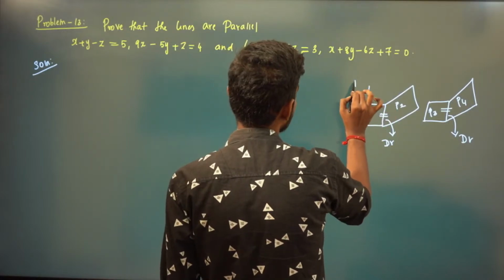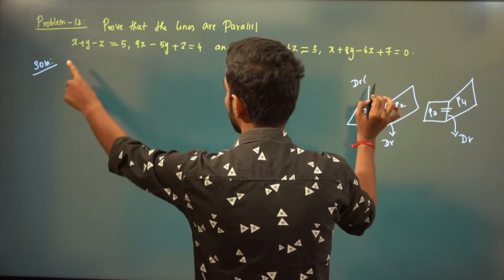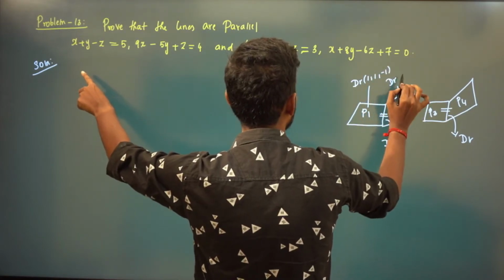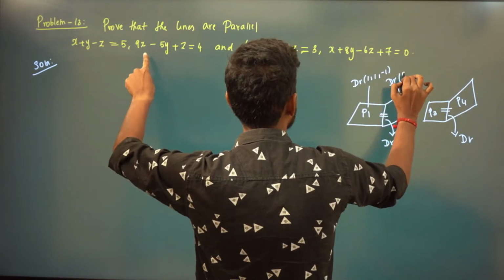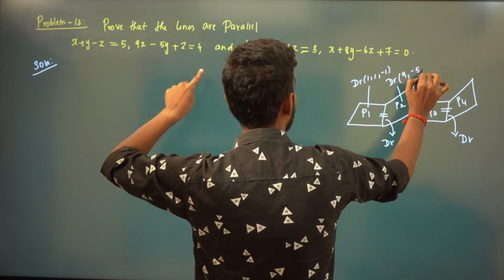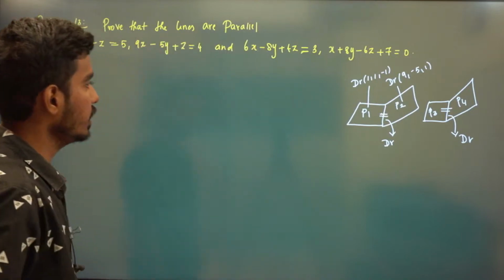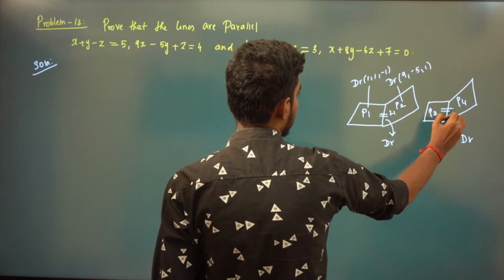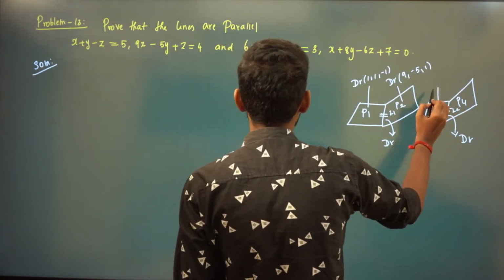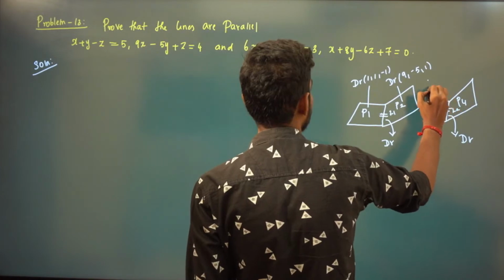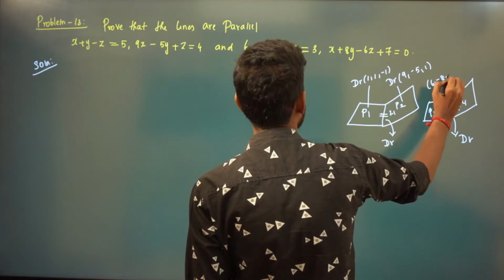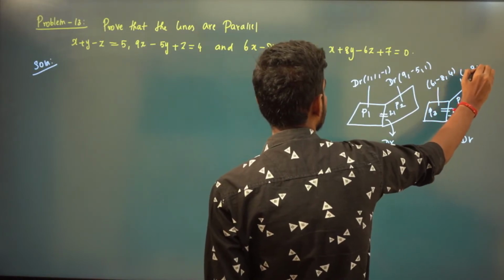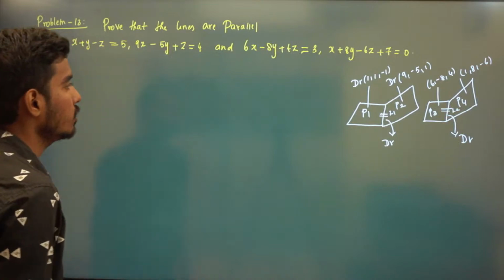Now what is the direction ratio of the normal? 1, 1, minus 1. And what about the direction ratio of this normal? 9, minus 5, 1. Similarly, let's call this L1 and this L2, and this has direction ratio 6, minus 8, 4. This has direction ratio 1, 8, minus 6. Let A1, B1, C1.